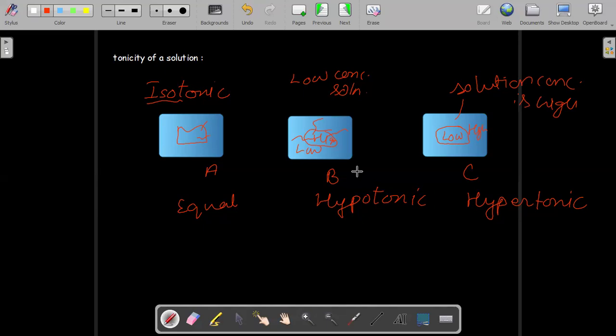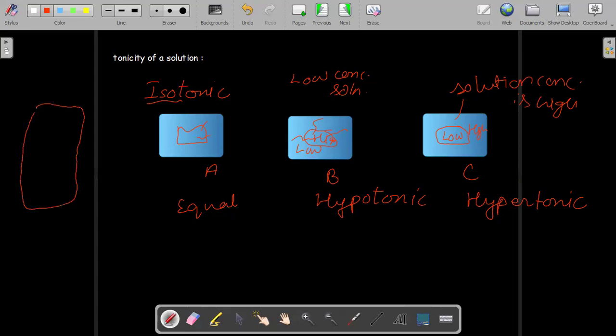This movement of water particles from outside to the inside of the cell happens, and here we observe that osmosis is occurring from outside to the inside. And now what effect will it have on the cell? Suppose we had put a plant cell.